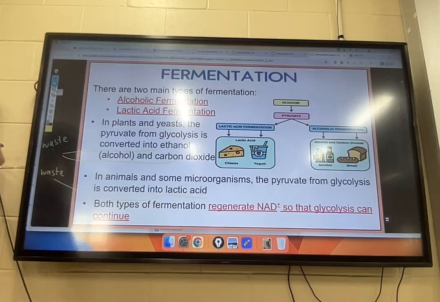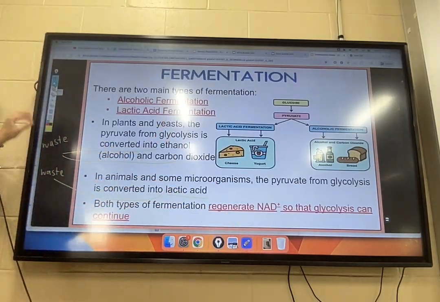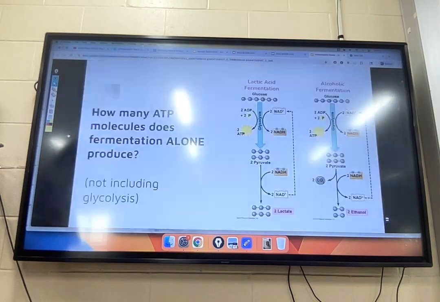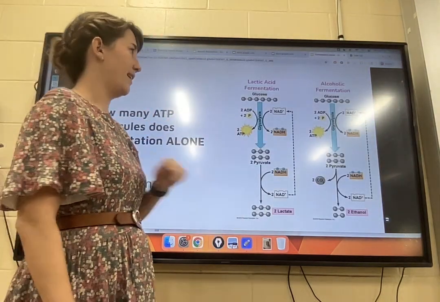Whether you are something that does alcoholic fermentation or you're a different kind of organism that does lactic acid fermentation, the goal is to regenerate NAD+. Get back NAD+. You just also happen to make some waste in the process. So this is what it looks like for lactic acid fermentation.